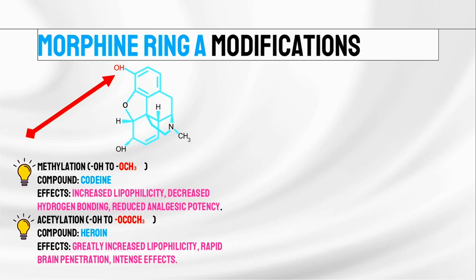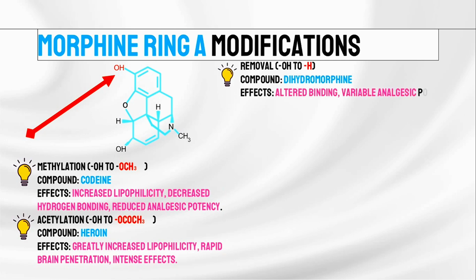Third stop, removal of the hydroxyl group: dihydromorphine emerges. By simply removing the hydroxyl group, OH, at position 3, morphine transforms into dihydromorphine. Altered binding: without the hydroxyl group, the way the molecule interacts with opioid receptors shifts, changing its binding dynamics. Variable analgesic potency: the pain-relieving effects can fluctuate, sometimes matching morphine, other times not, depending on other structural nuances.